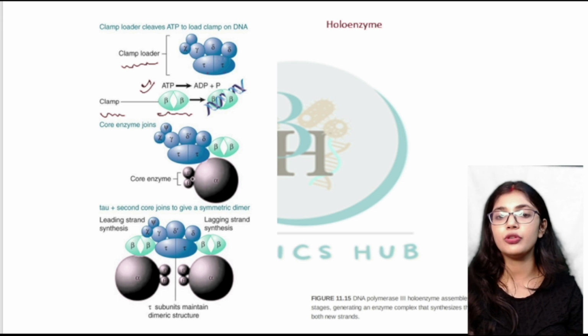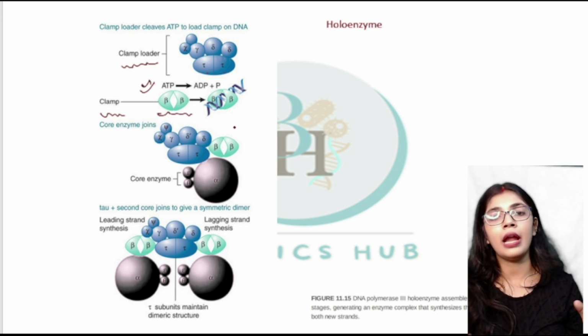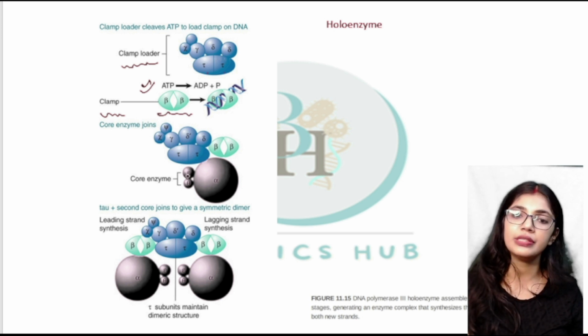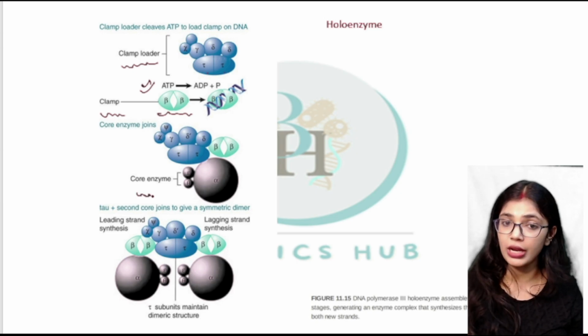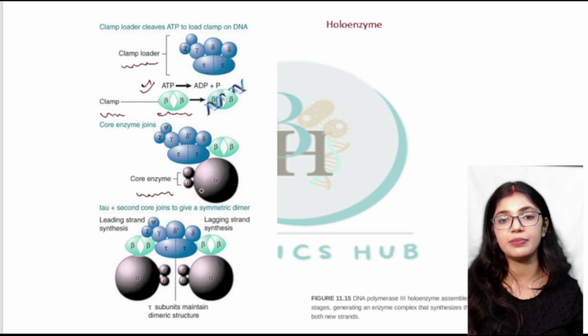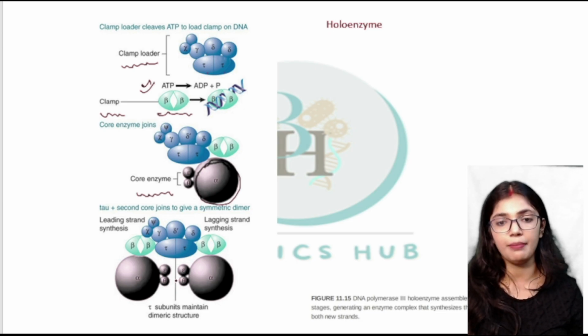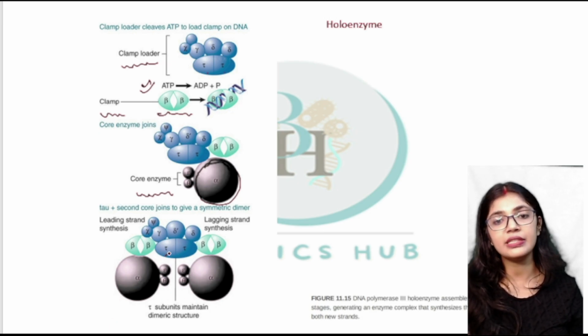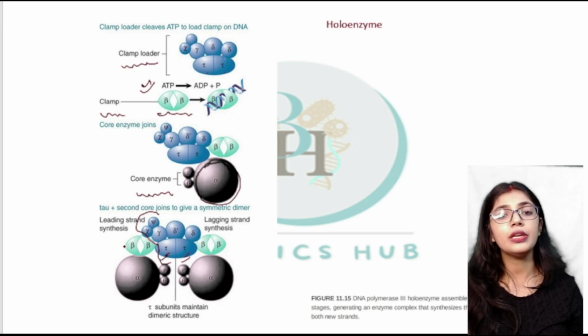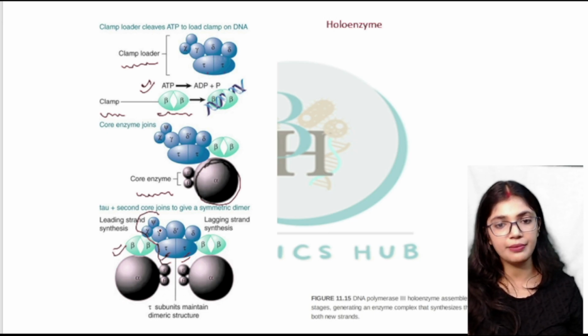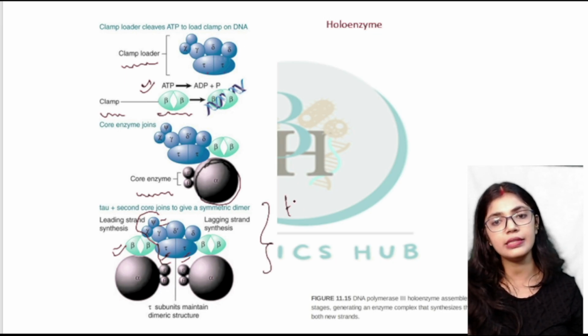So how is this subunit attached to the DNA? At first, the core enzyme, which is alpha, epsilon and theta, is the core subunit. Two core subunits come and bind, and these two core subunits are attached by the tau subunit. Along with it there is also the beta subunit as well as the gamma subunit. This whole total is known as the holoenzyme.